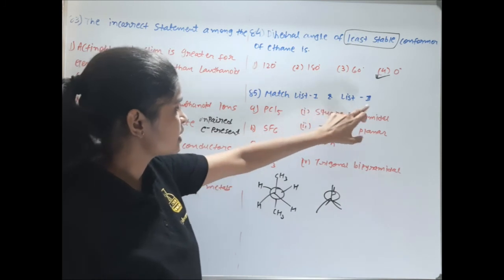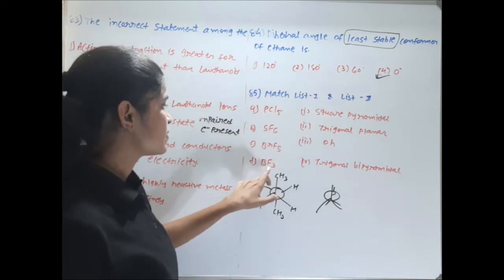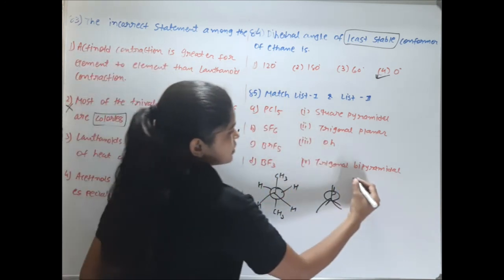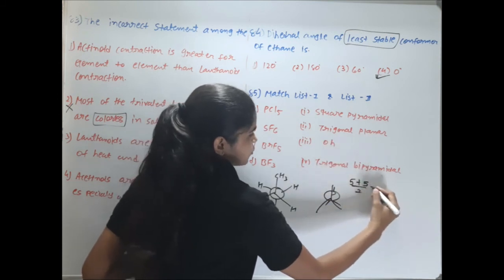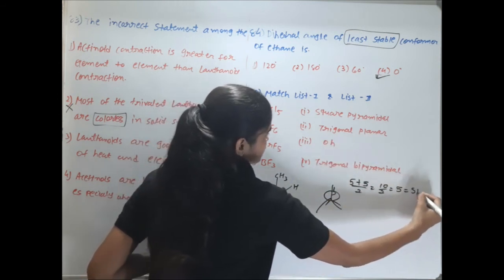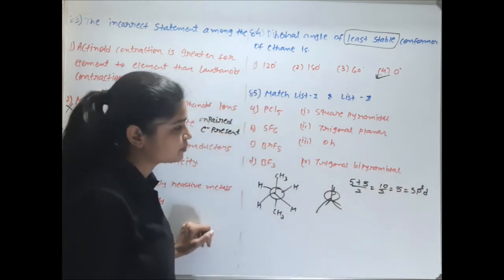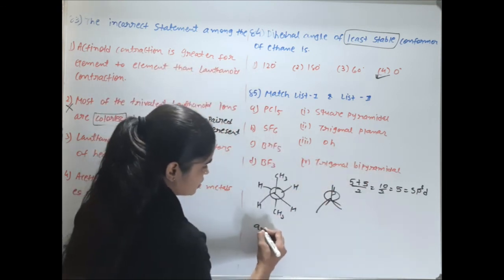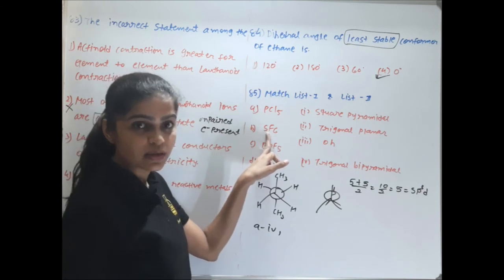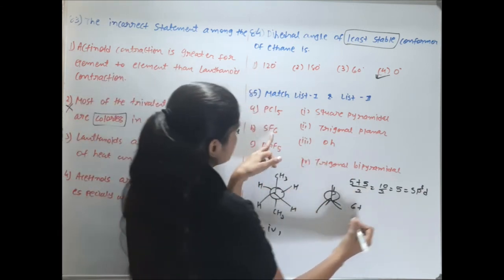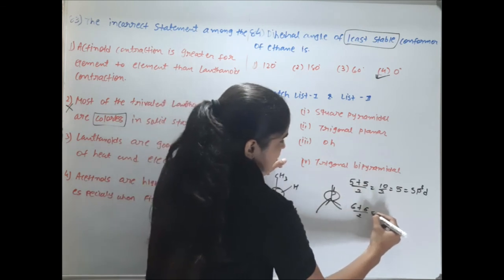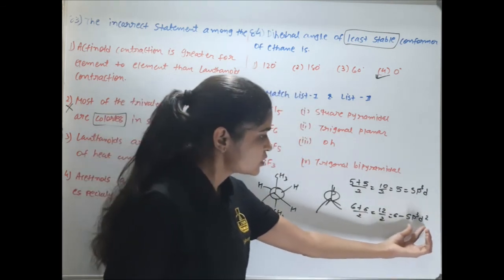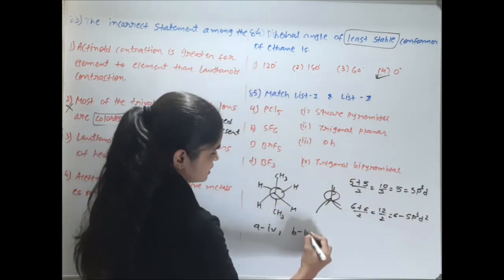Next is match list 1 and list 2: PCl5, SF6, BrF5 and BF3. First find out the hybridization. For PCl5, the central atom has 5 electrons plus 5 from chlorine, 10 divided by 2, which is 5. Its hybridization is sp3d, and its shape is trigonal bipyramidal. So the first is 4. Then SF6: the central atom has 6 electrons plus 6 from fluorine, 12 divided by 2, which is 6. Its hybridization is sp3d2 and its shape is octahedral. So B is 3.